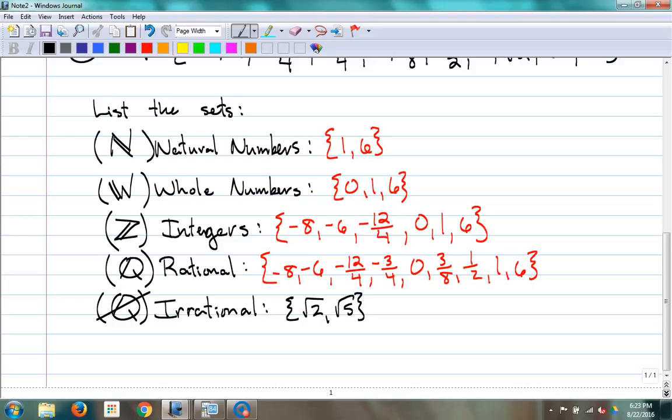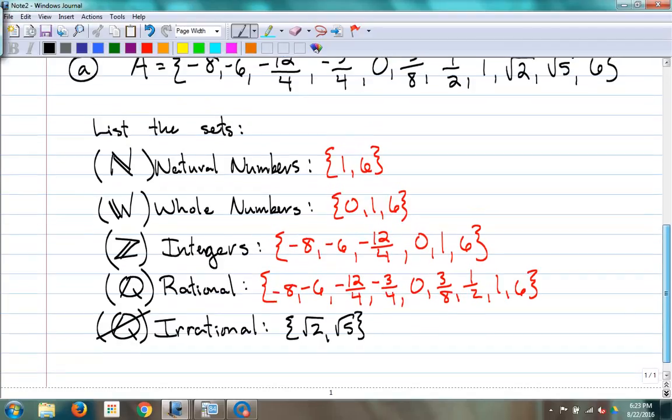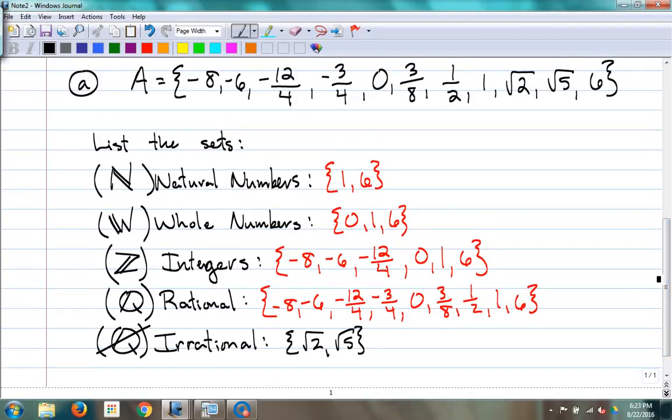Either way. All right. So we've taken a set and we've classified the numbers inside of it. I'm not going to ask you to do all of them. I may just give you a set and say, find me the rational numbers. Find me the integers. That sort of thing.